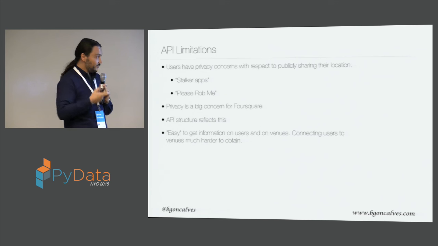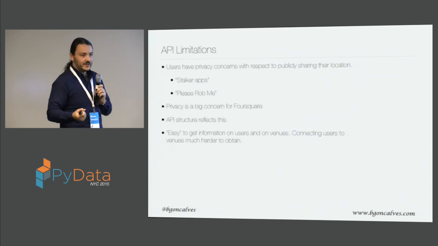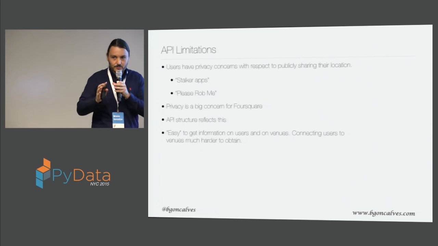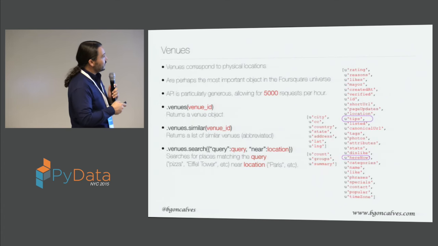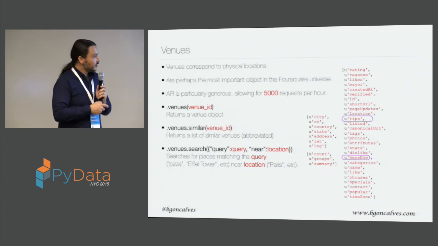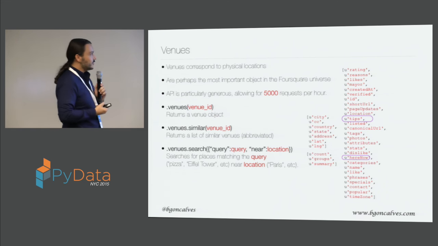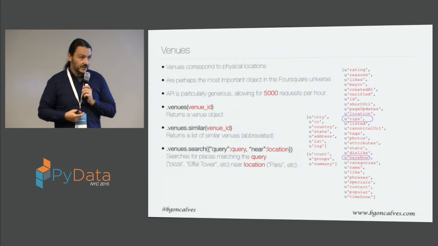So what this means is that it's very easy to get information on users and on venues, but it's very hard to say this user is in this venue. Right? They're trying to keep the 2 things separate. Venues, of course, correspond to physical locations. They're the most important object in the Foursquare universe. They are very generous. They give you 5,000 requests per hour, which is a lot.